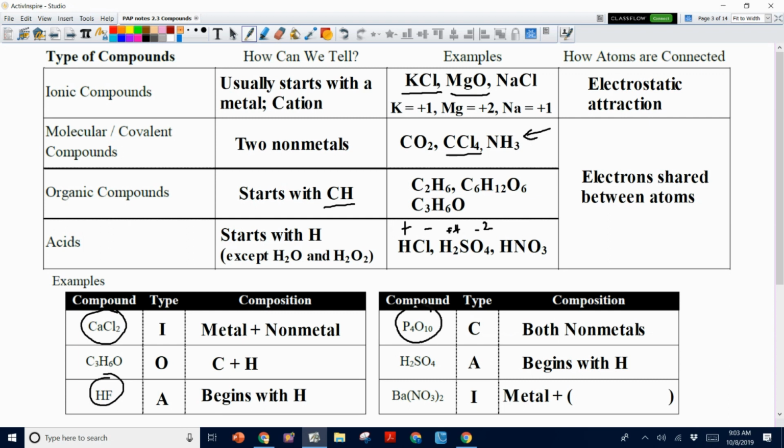And then going over to the second column, P4O10. If you look at phosphorus, that's a nonmetal. Oxygen is a nonmetal, so those are 2 nonmetals, so that would make that covalent. H2SO4, all right, so it begins with an H, but it's not water or hydrogen peroxide, so that's going to make it an acid. And then the last one, barium nitrate. Okay, barium is a metal, so we don't have to go any further because we know barium is a metal. This is going to be ionic. And metal can be bonded with anything. So here it's bonded with what we call a polyatomic ion, NO3. We're going to talk about those in just a moment. But if you recognize this first element as a metal, you can automatically say it's ionic because it really doesn't matter what it's bonded to in the anion, the negative ion there.